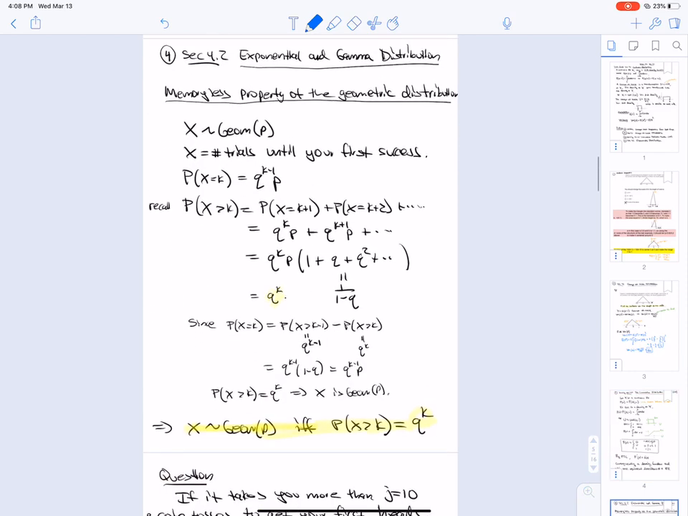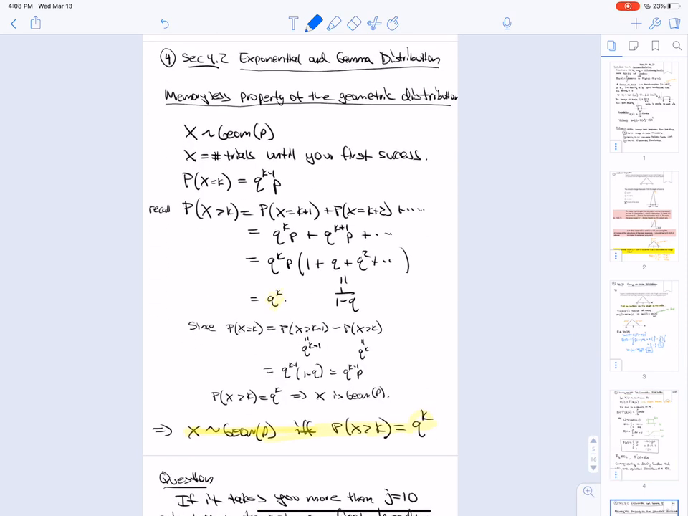So now finally we come to the exponential and gamma distribution in section 4.2. We'll just talk about the exponential distribution today. So we start with what's called the memoryless property. And the memoryless property is something that the geometric distribution has, and since we're familiar with geometric, let's start with that. So this will be our motivation for looking at the exponential.